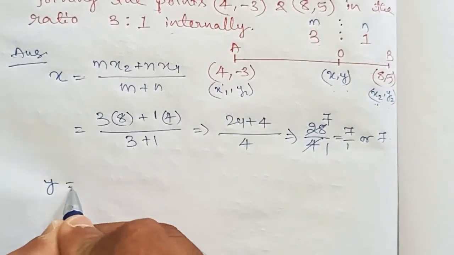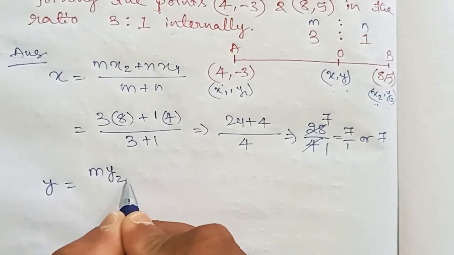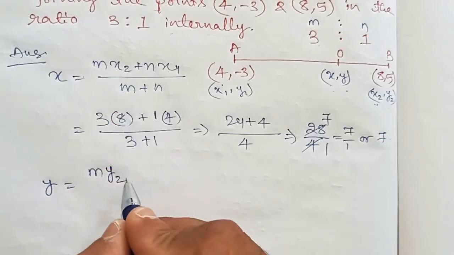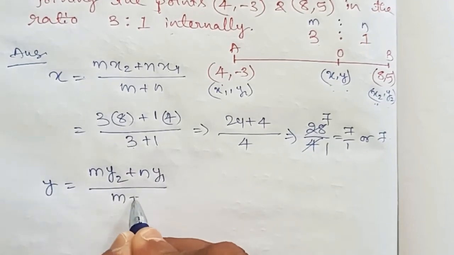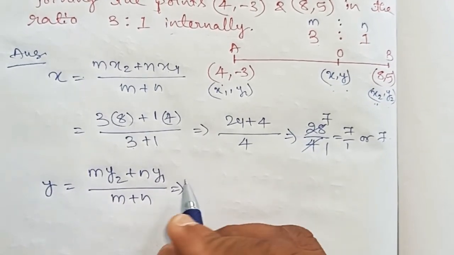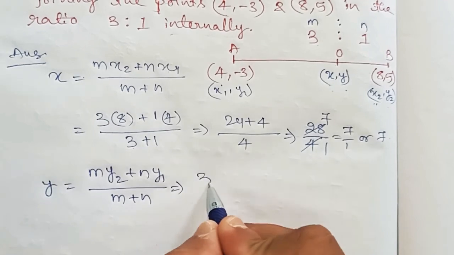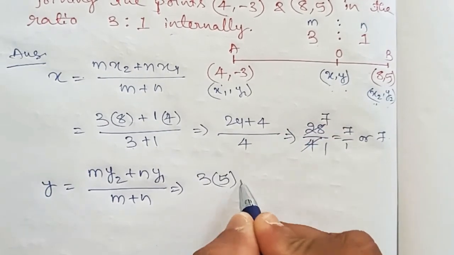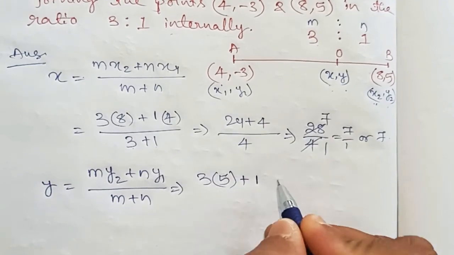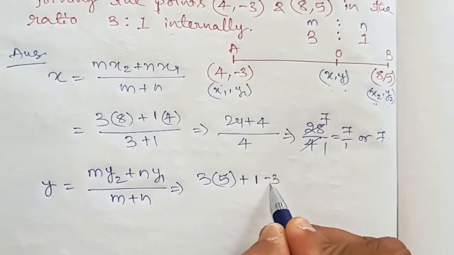The formula of y is the same as x, but in place of x we will write y: y equals my2 plus ny1 divided by m plus n. Now we will substitute the values. m is 3, y2 is 5, so just write it here. n is 1, y1 is minus 3.